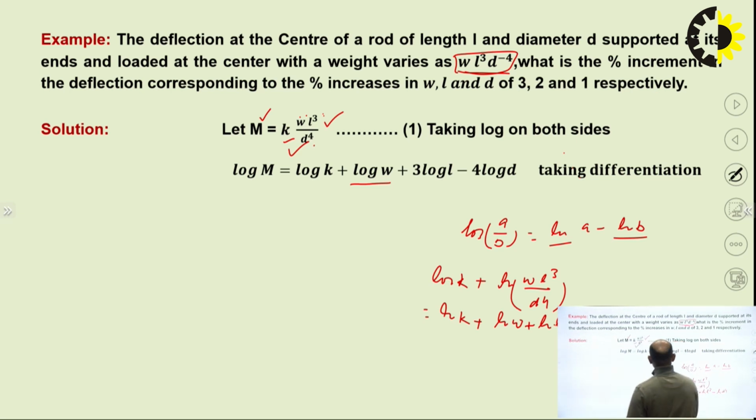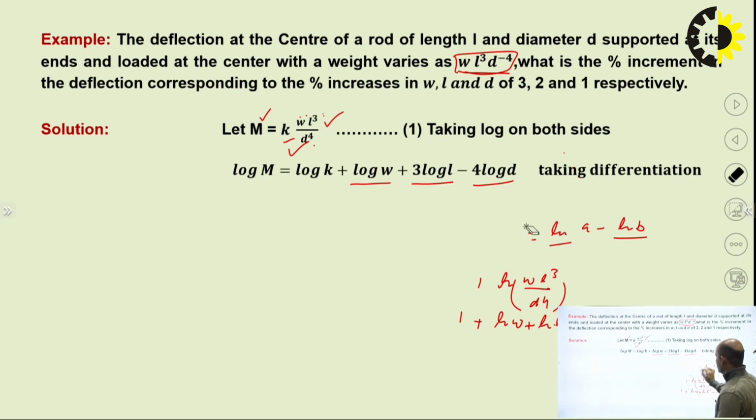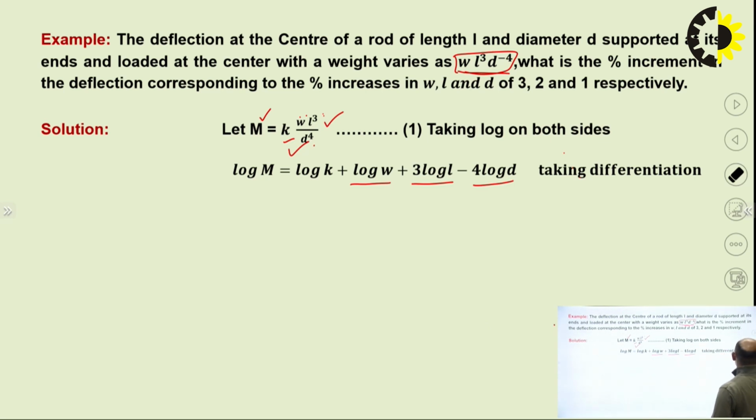And finally we have logarithm of W plus 3 times logarithm of L minus 4 times logarithm of D. So now here we have to find the percentage increment or percentage error in the value of m. It means first we have to take the differential of this one.